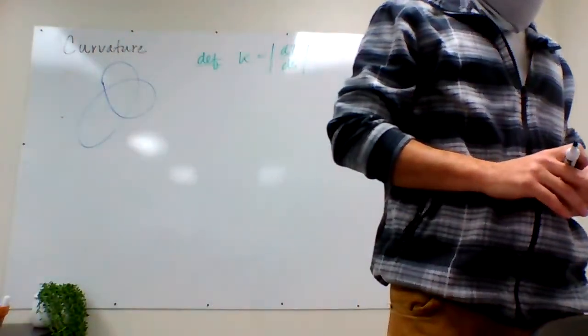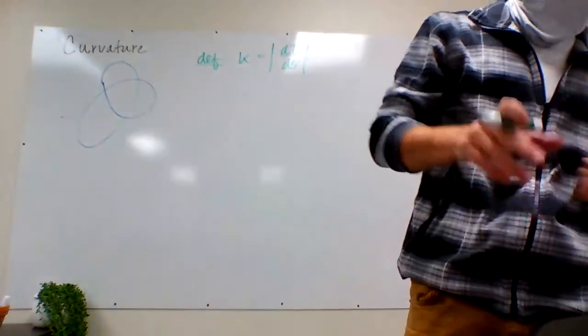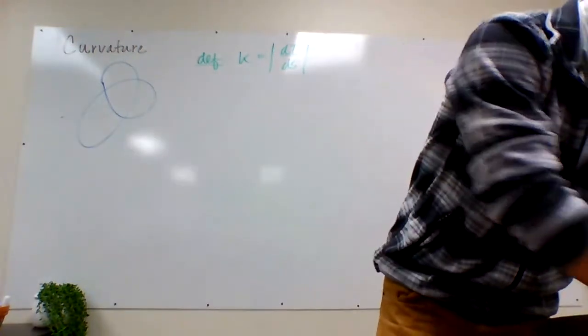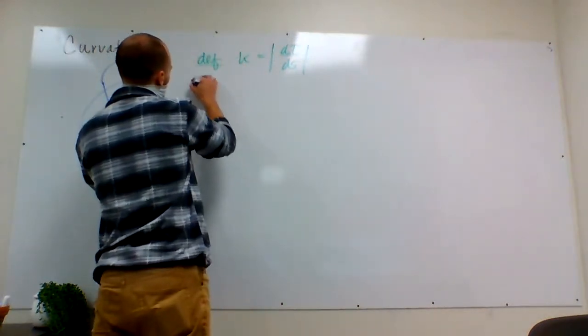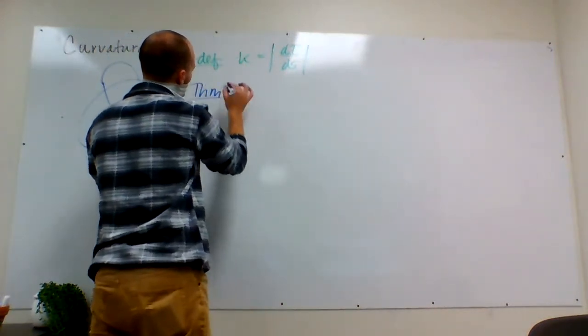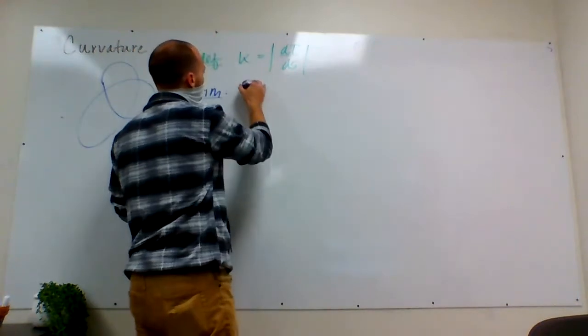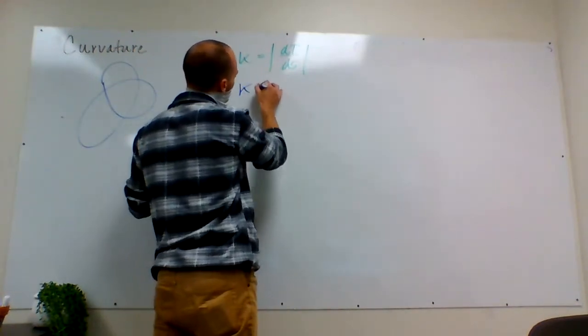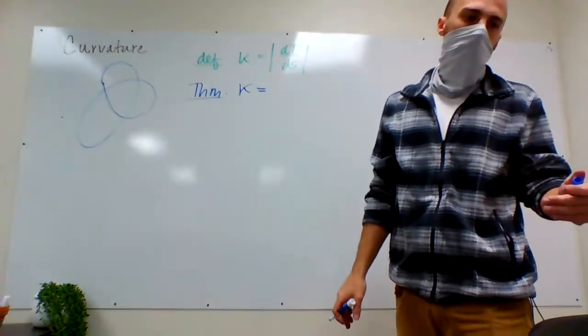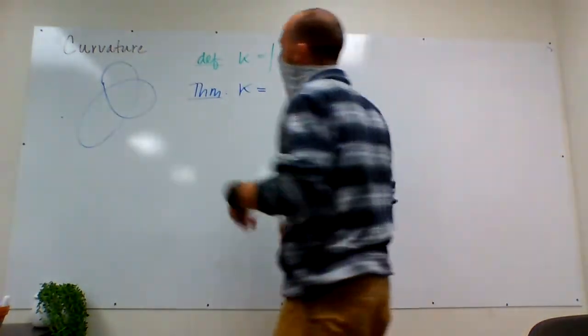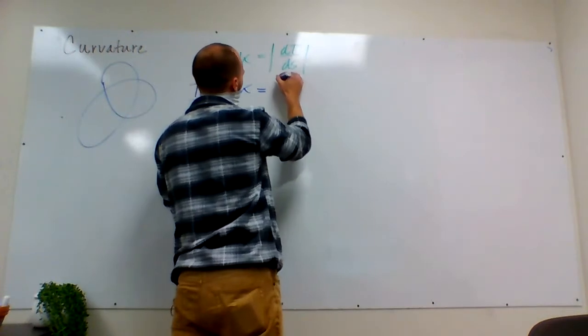But basically, this is the definition, and this is what makes sense. And from that, you can derive this. And so this is going to be a theorem, and I'm not going to prove it for you, but I'm going to give you the formula for curvature. So curvature is equal to the length of the derivative of T divided by the length of the derivative of r, the ratio of their lengths.